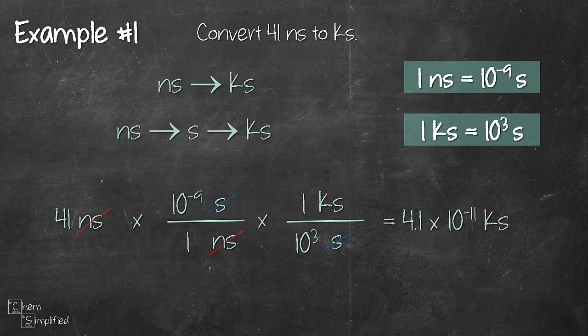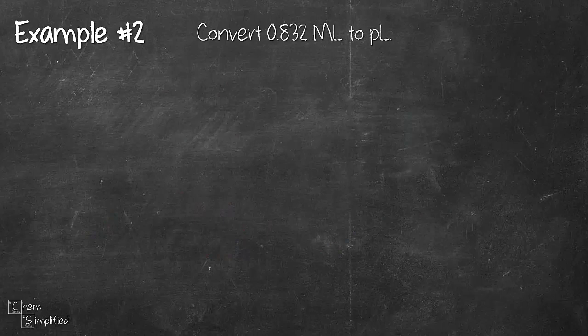Let's practice using another example. Now we're going to convert from 0.0832 megaliter to picoliter. So we're going from megaliter to picoliter. The two prefixes involved here are mega and pico. So we should go from megaliter to liter and then liter to picoliter. That way we don't have to crack our head and try to find out the relationship between mega all the way to pico.